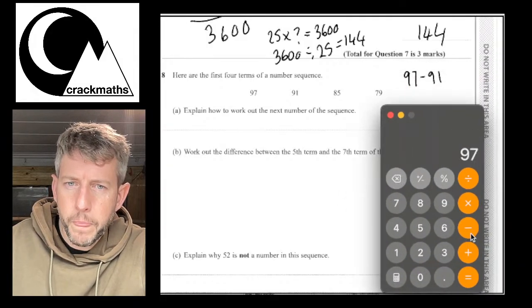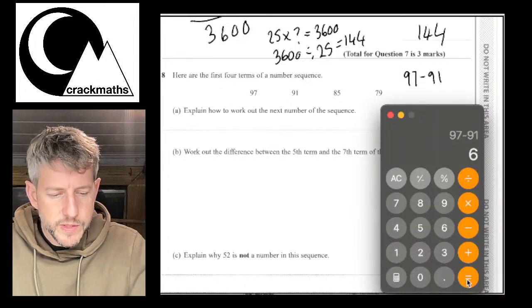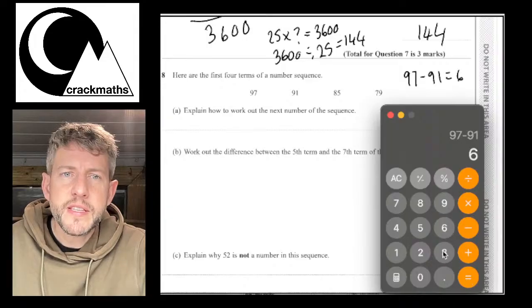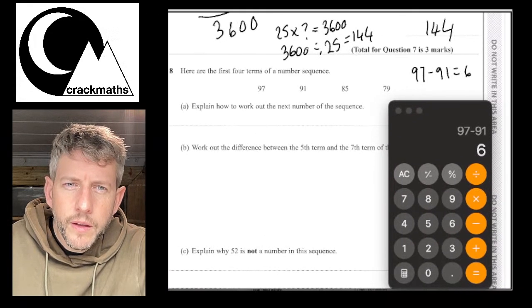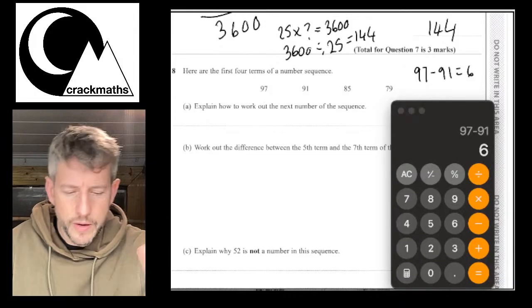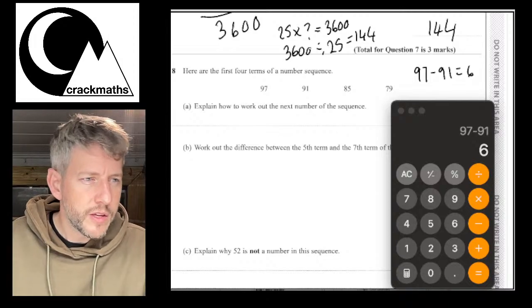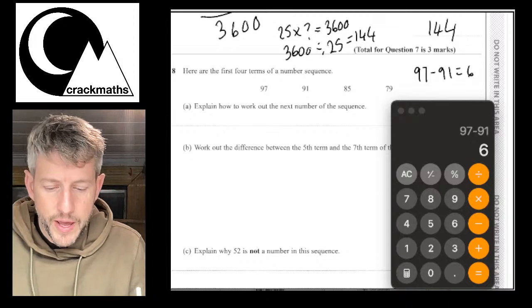97 take away 91 equals 6. Okay, so this sequence is going down in 6s. Okay, so here we go. We're going to have, explain how to work out the next term.